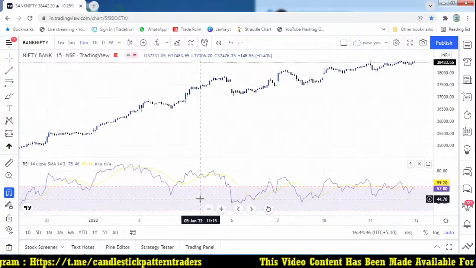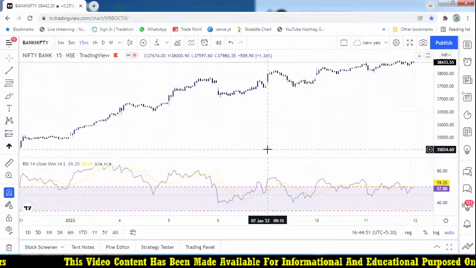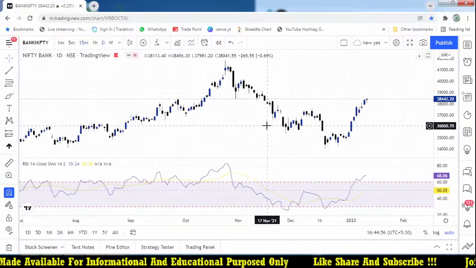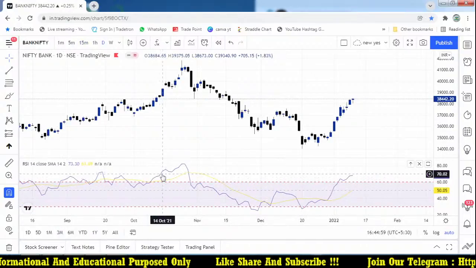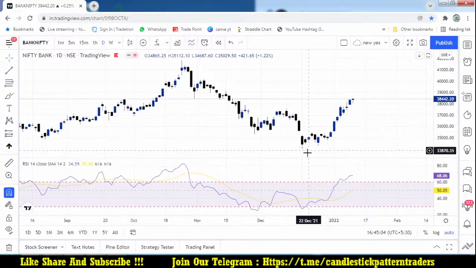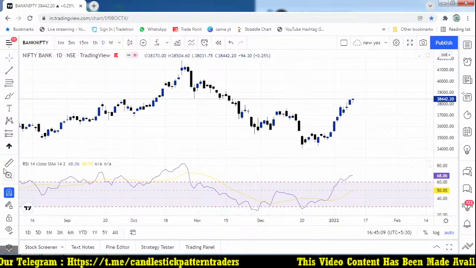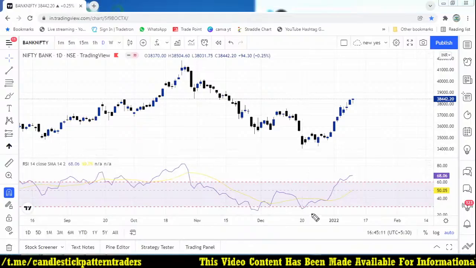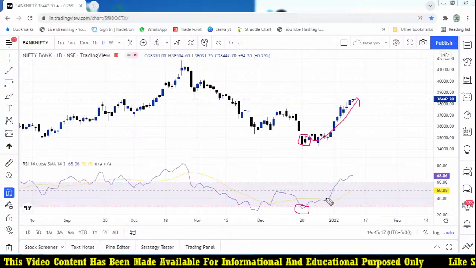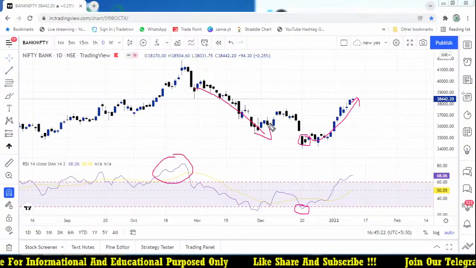So RSI, whenever it is moving above 60, you say bullish, right? When the RSI is going down, below 30, you say bearish. So this is the 15-minute timeframe. I will take the daily. Here RSI is above 60, and the market moves slightly and then has a very big fall. RSI is below 30 at this point and we are expecting a downtrend, correct? But the market is going against me.